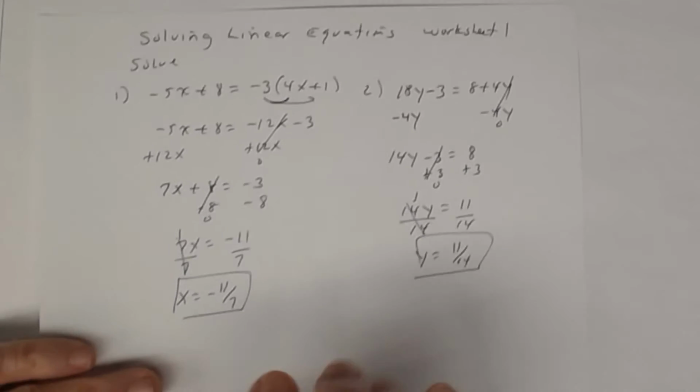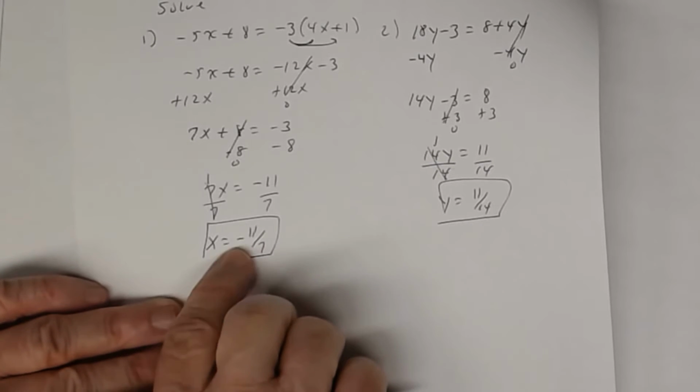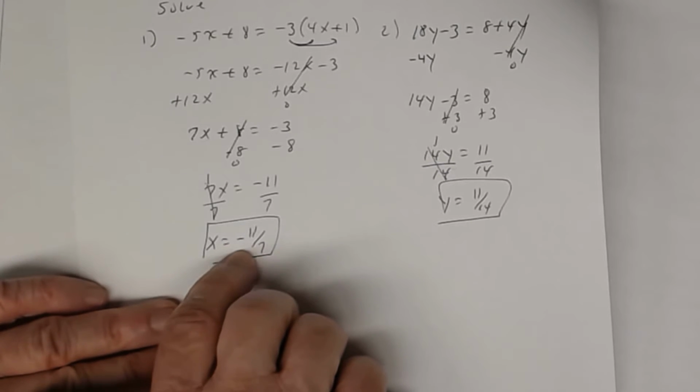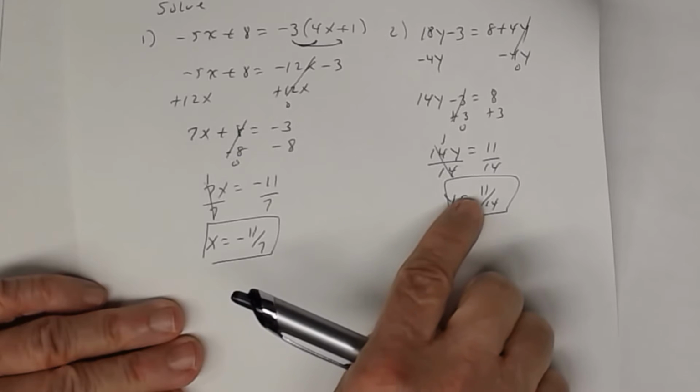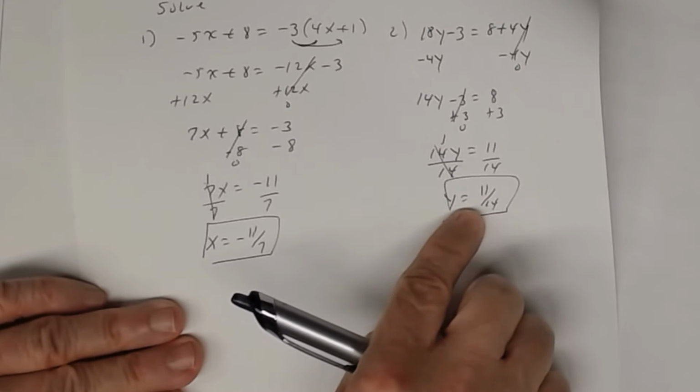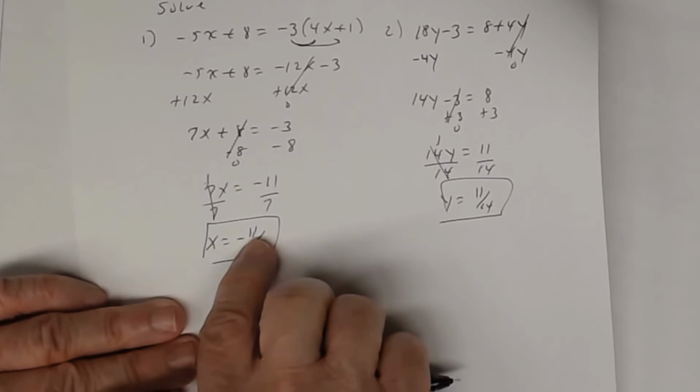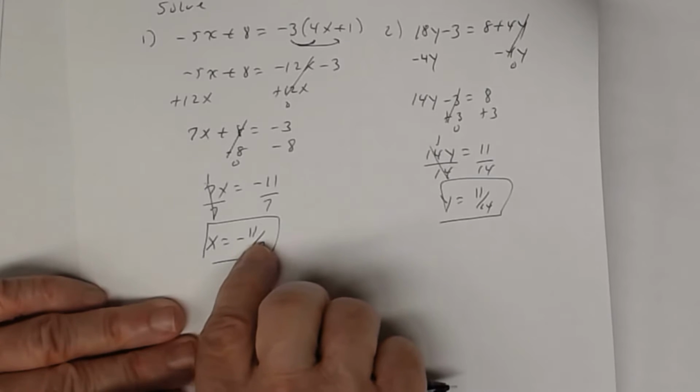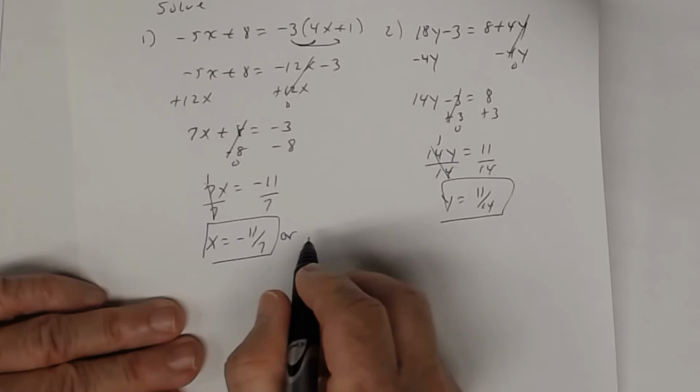Okay? Now let me just say this. This right here is an improper fraction. This is proper, so the numerator is less than the denominator. That's proper. Here, this is improper. The numerator is larger. So if you want to write this as a mixed number, you can.